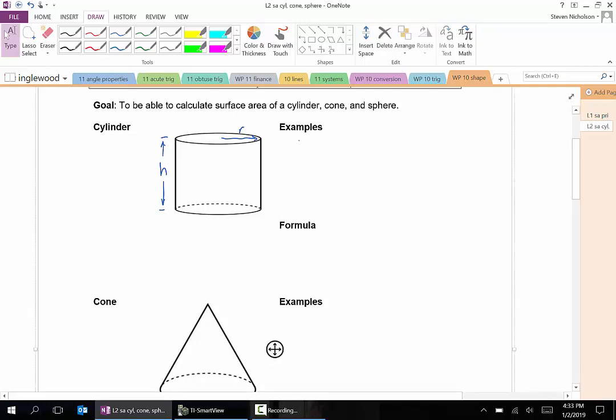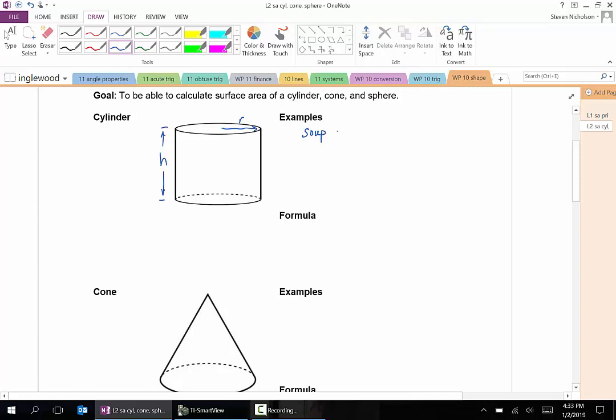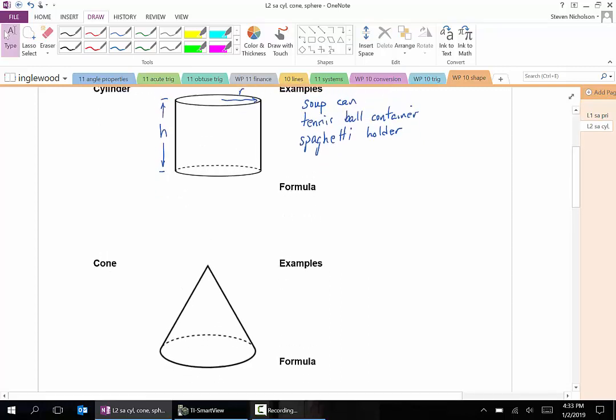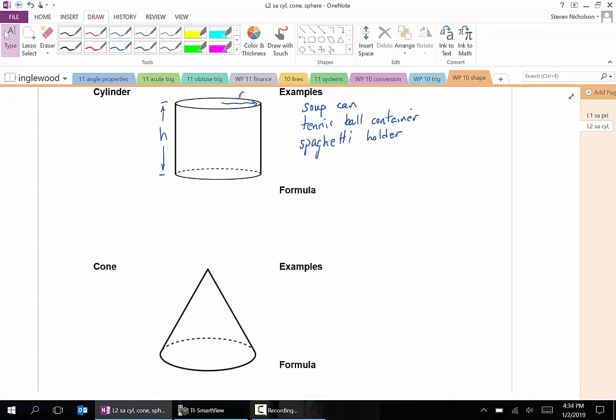So some examples of a cylinder would be something like a soup can, tennis ball container, and a spaghetti holder. So that's what ours looks like. It's like a cylinder. So lots of other things that are held in cylinders. Soup can, as I said before. So here's the formula, and the formula is going to include H and R. So I'm going to give you the formula, and then we'll talk about where it comes from.